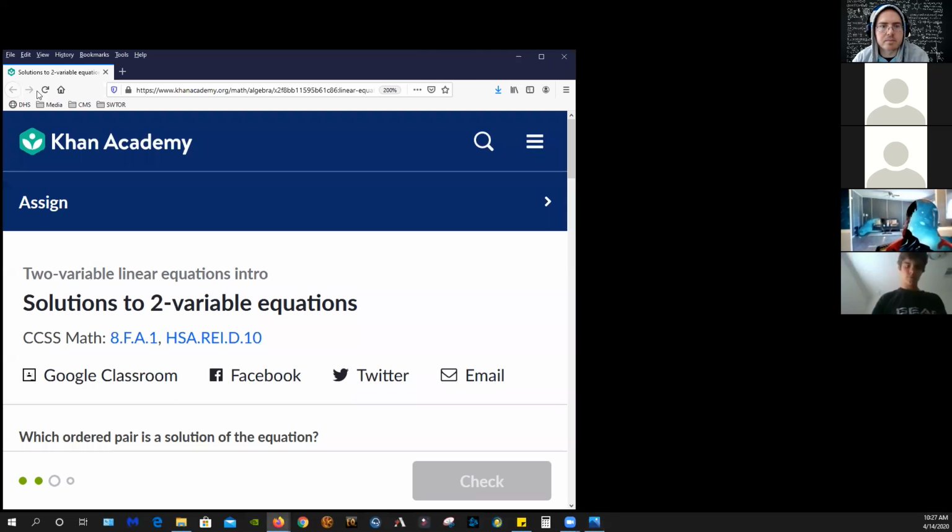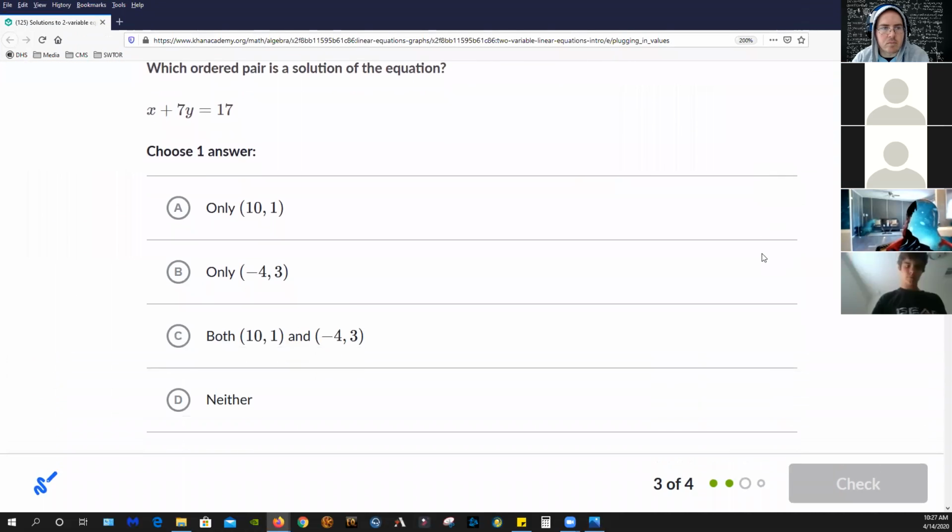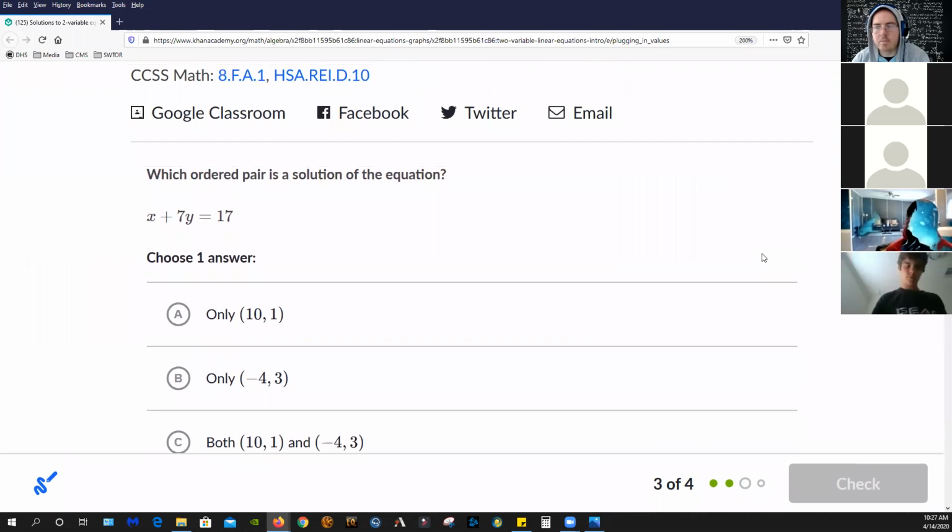Let's try one of these. Okay, so paper and pencil time. Welcome, welcome, those of you just catching up with us. Which ordered pair is a solution to the equation? I'm going to give you guys about a minute and a half head start after I explain a couple things.